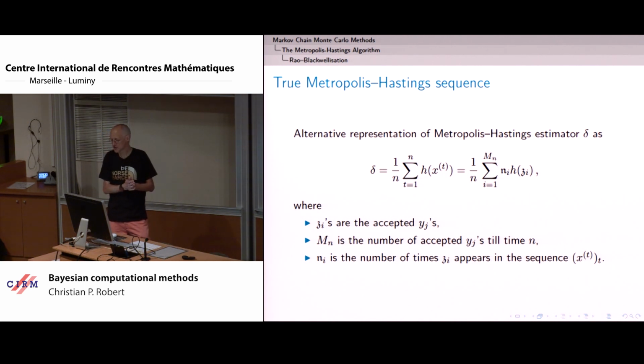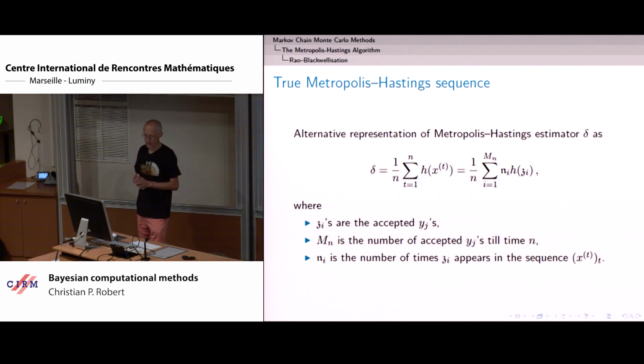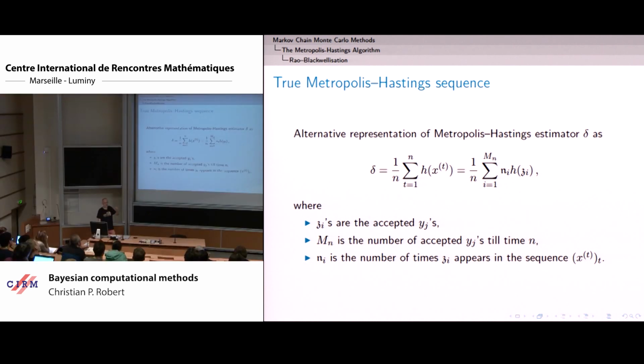So when you look at this Monte Carlo approximation to the integral of h, that is the average of the h of x_t's, you can actually look at the different values in the sequence of x_t's that I denote z_i. So z_i is made of the accepted y_j's, and x_t is always one of the z_i's a certain number of times. So z_i is repeated n_i times, n_i being 1 or larger. And so the standard Metropolis estimator is a weighted average of the accepted y_j's. That's exactly the same method, it's just a way to look at it.